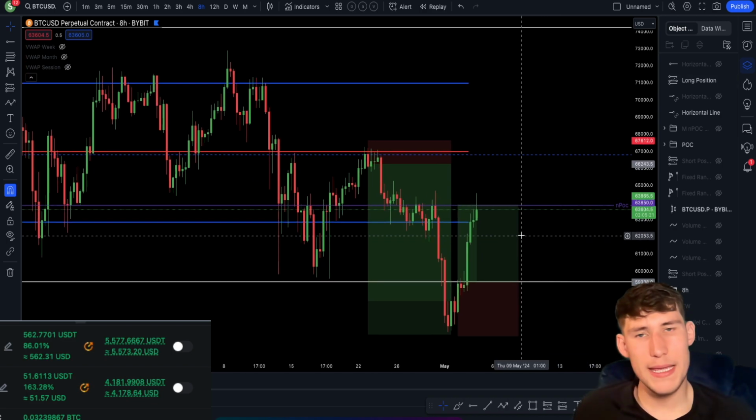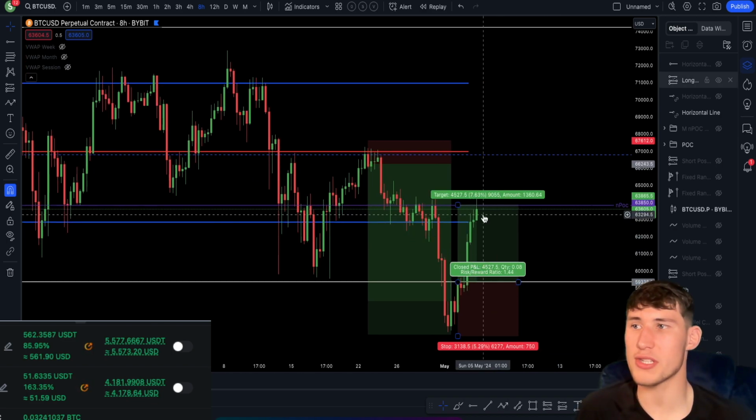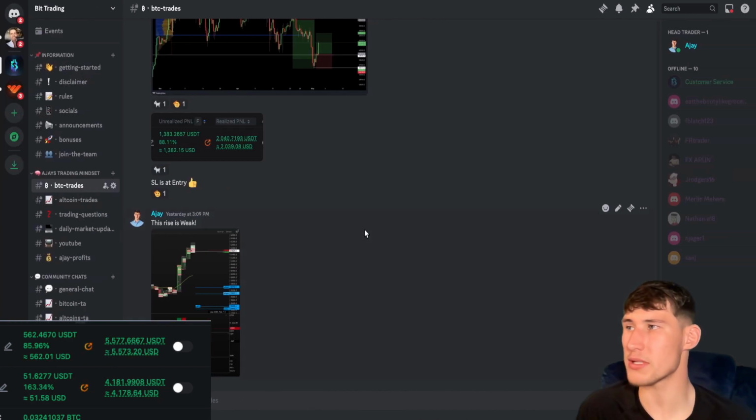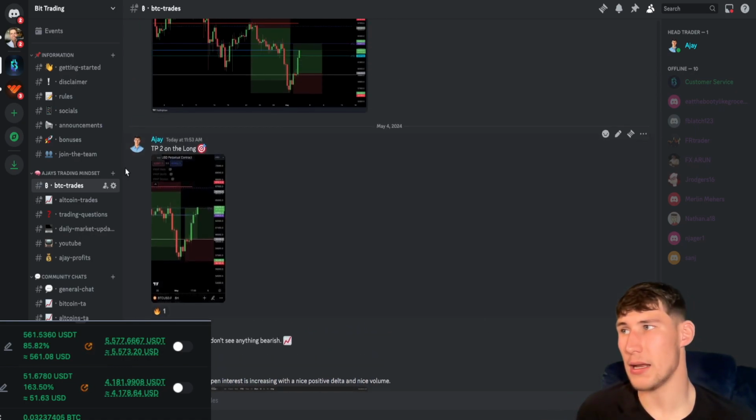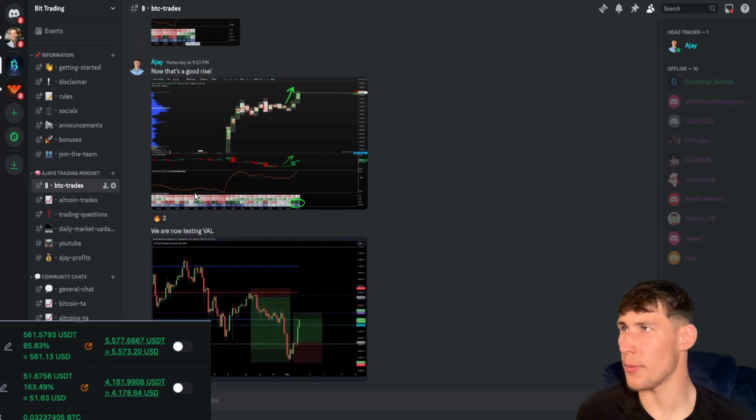So what am I expecting from here? Because we are seeing a rise towards the upside, and like I was telling the team earlier today, I still like this rise as open interest is increasing with nice positive delta and nice volume. Okay, so this rise is nice. And I was telling the team up here actually, now that's a good rise.